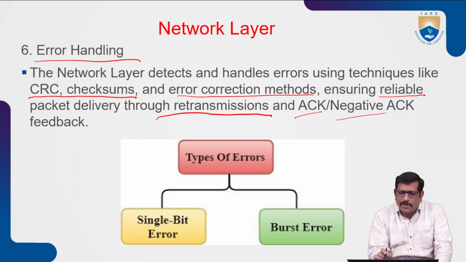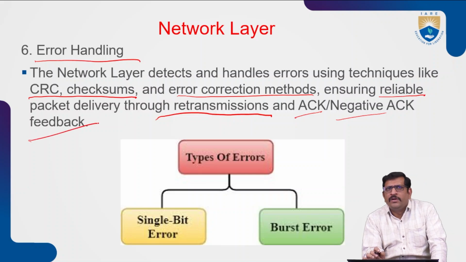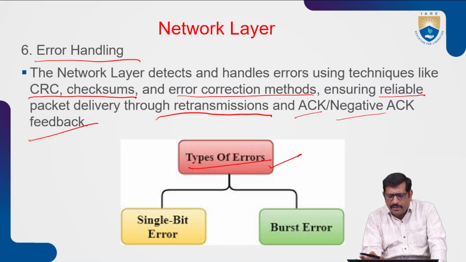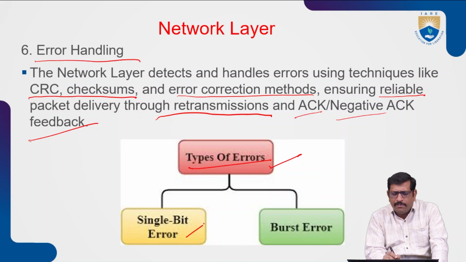So it is sending a positive or negative feedback to the source device. Generally, while two devices are communicating, two types of errors can arise. What are the two types of errors? One is a single bit error, and another one is a burst error.